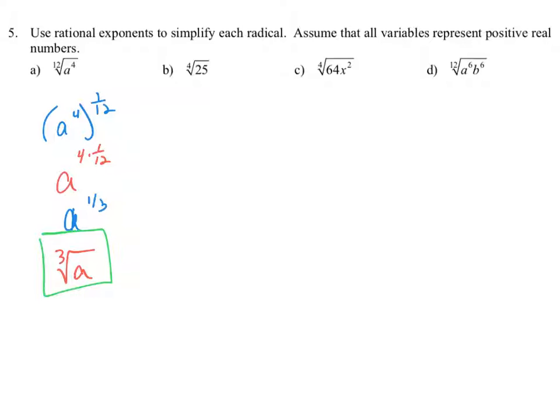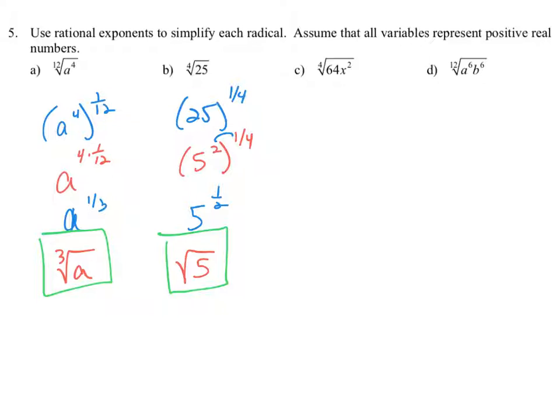For part B, we have the 4th root of 25, and we can write this as 25 to the 1/4 power. Doesn't look like we can do much simplifying there, but actually 25 is a perfect square, so we can write this as 5 squared to the 1/4 power. And then we can use that power rule for exponents, multiply those powers together to get 5 to the 2 times 1/4. We get 1/2, and then we can simplify this as the square root of 5 for our final answer.